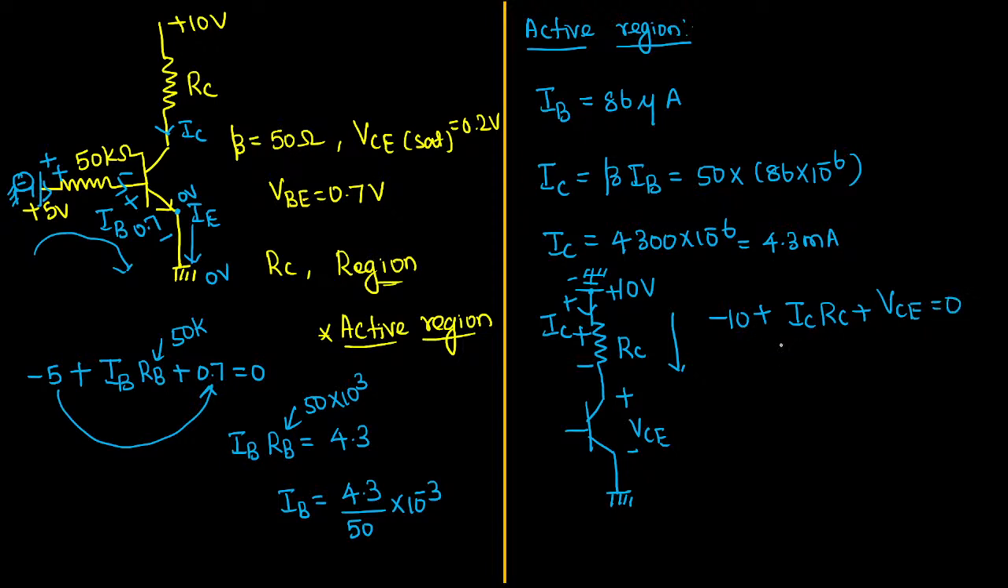Yes, sir. Now, if you observe this question carefully, sir, how can I solve this question directly? There are two unknowns. The value of RC is not known. Collector to emitter voltage is also not known. Then what should I do in this case?